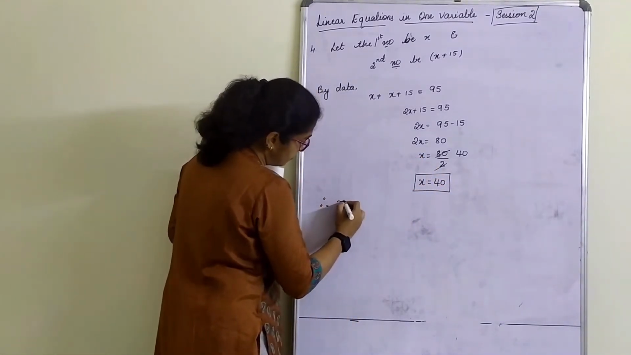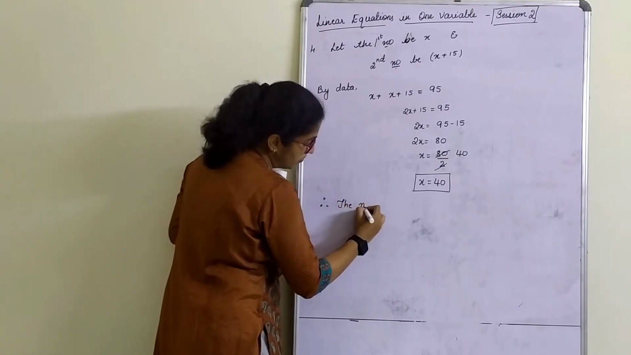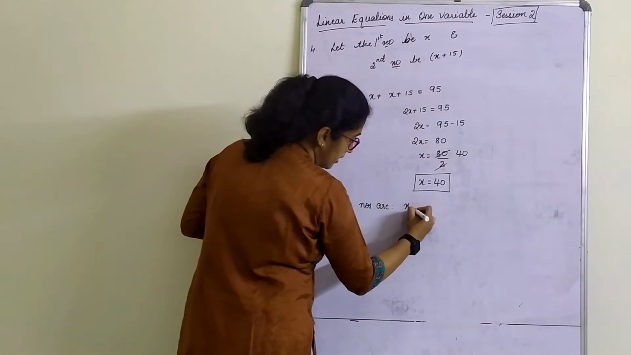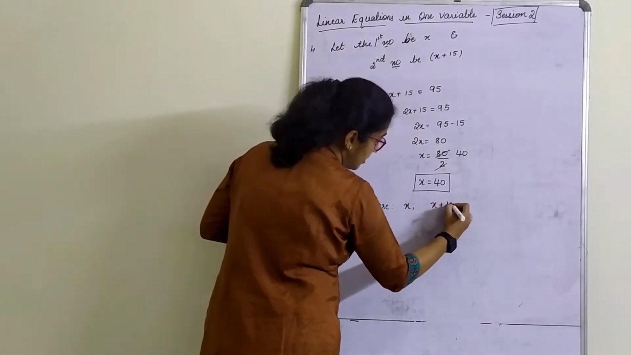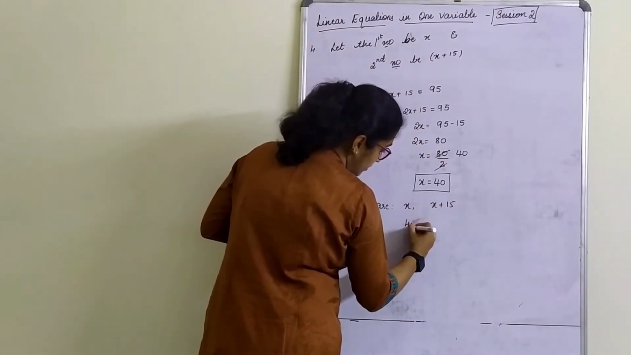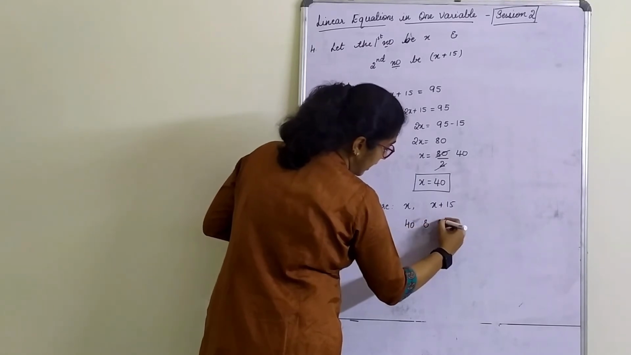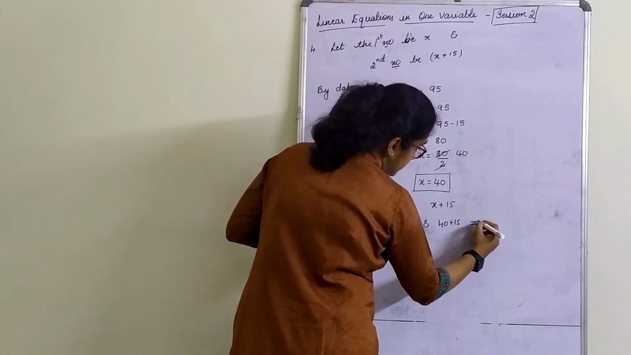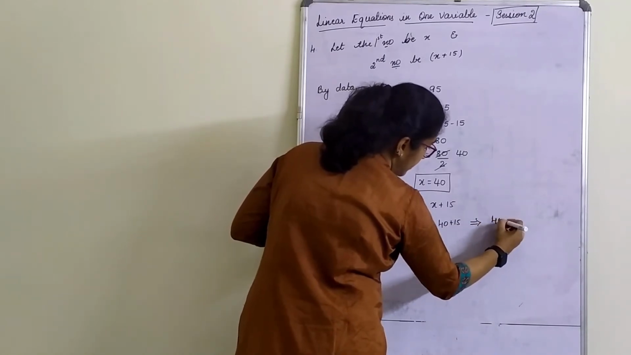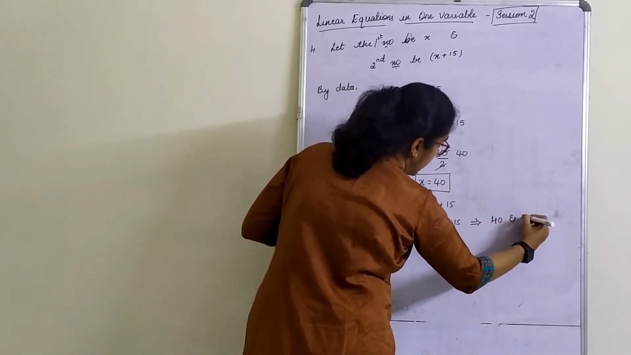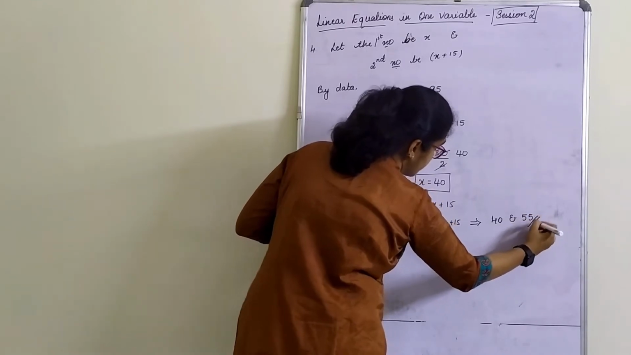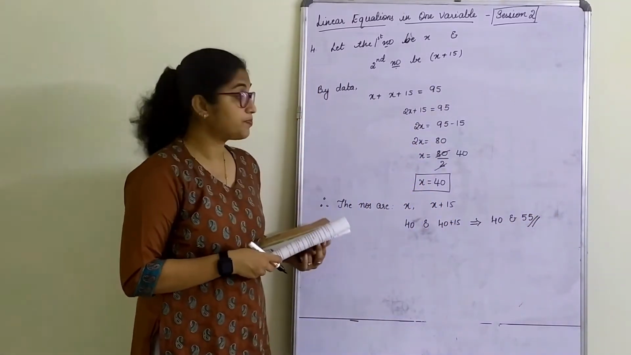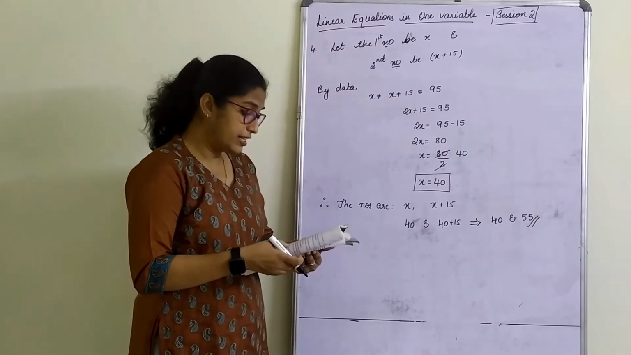Therefore, give the conclusion. The numbers are x and x plus 15, that is 40 and 40 plus 15, that is nothing but the numbers are 40 and 55. Please give the conclusion based on the given question. So that is it. Next one.